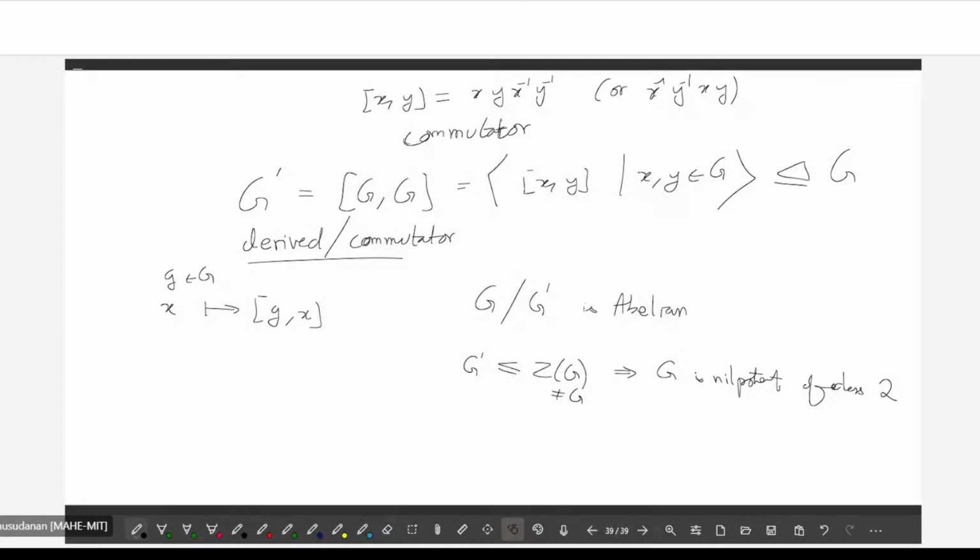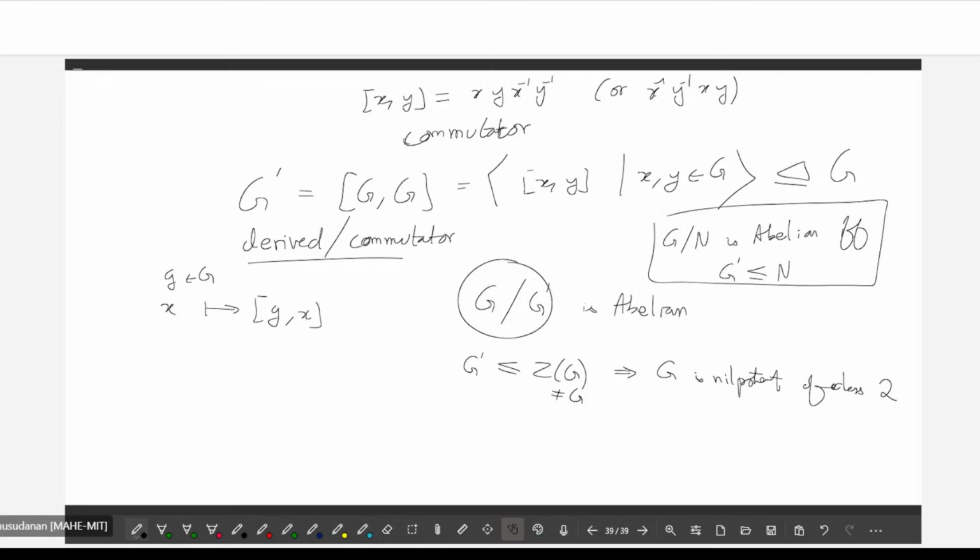Actually, this is more general than this. For any normal subgroup N of G, G mod N is abelian if and only if the derived subgroup G prime is contained in N. So in particular, when G prime is contained in Z of G, G mod Z of G is definitely abelian. And so that will be class 2.